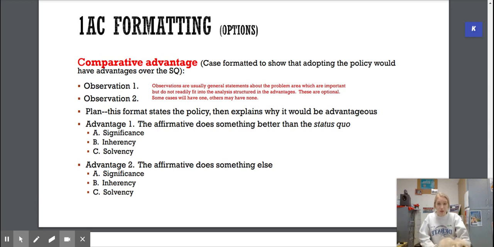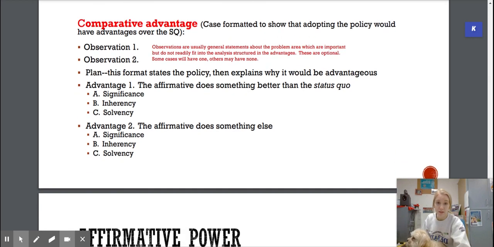So it seems really similar to the traditional style, but instead of having 3 harms, 3 solvency, you kind of put them all in your advantages. Okay, so you would have 1 harm, 1 inherency, 1 solvency in 1 advantage under 1 topic. Next one, you'd have 1 harm, 1 inherency, 1 solvency under the next topic. If you'd like to change your case into this format, go ahead and do it. I've given you paper copies of your cases, and if not, they're in the classroom. And that's why I gave them to you, so you could move them around in whatever format you decide, either traditional or comparative advantage.